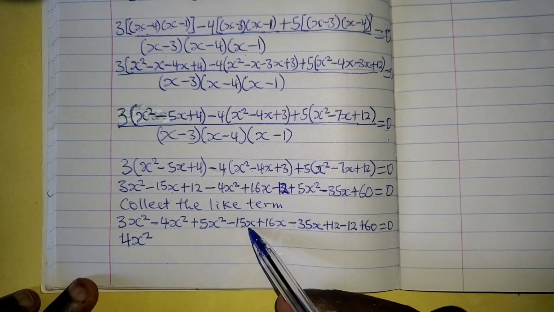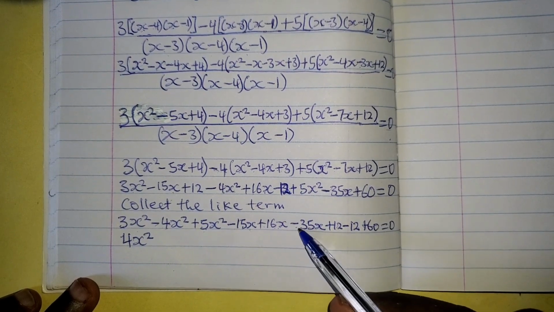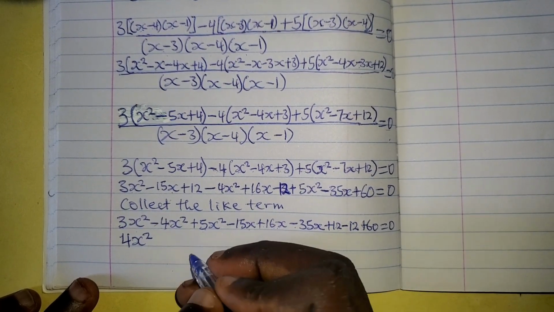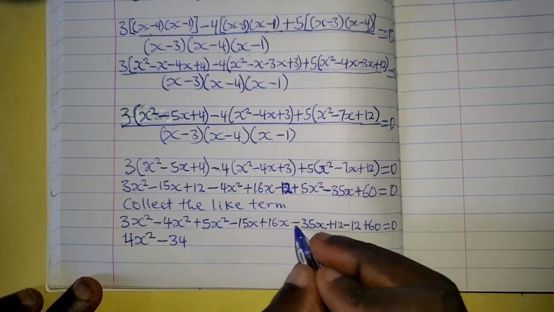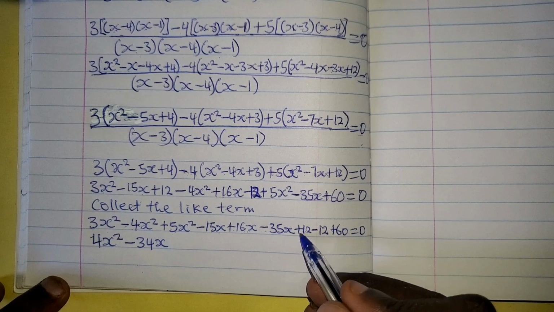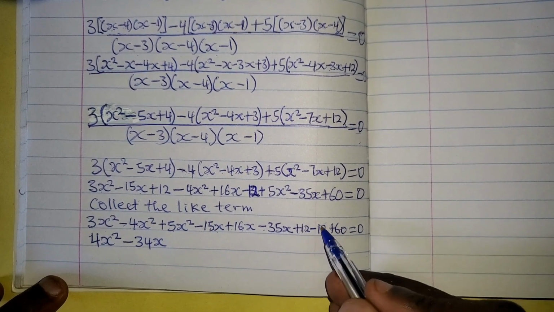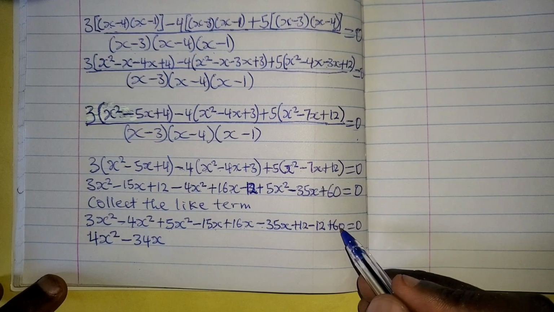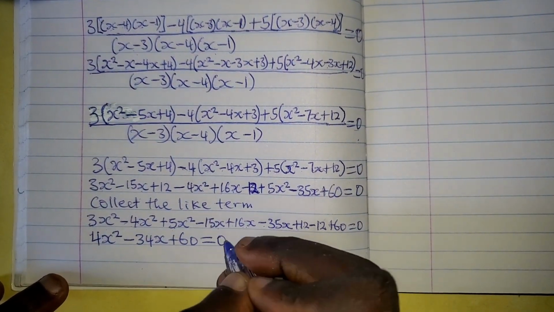Here, minus 15 plus 16 minus 35. That gives me minus 34. Then I will put x there. So the next one is plus 12 minus 12. Plus 12 minus 12 will cancel each other, so this will change to 0. Then I will be left with what? Plus 60. Everything equals to 0.